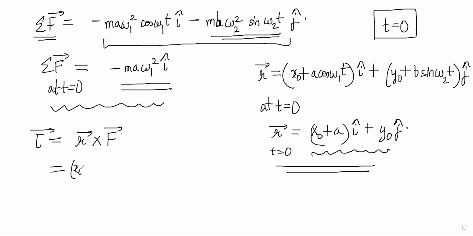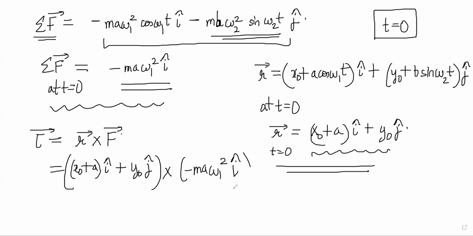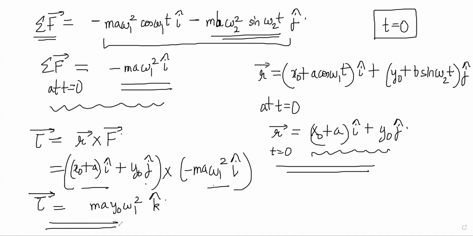So you have to do this vector cross product. You have x naught plus a I cap plus y naught j cap cross product with the force vector minus m a omega 1 squared I cap. Now I cross I is 0 and j cross I will be minus k. So that will be basically minus minus becomes a plus m a y naught omega 1 square k cap. This is the required torque.